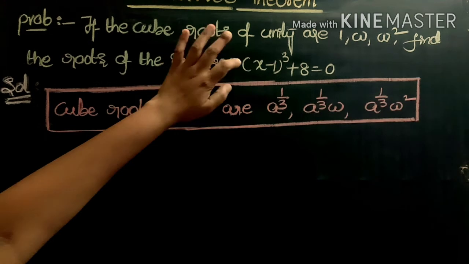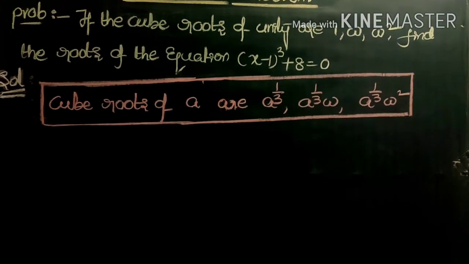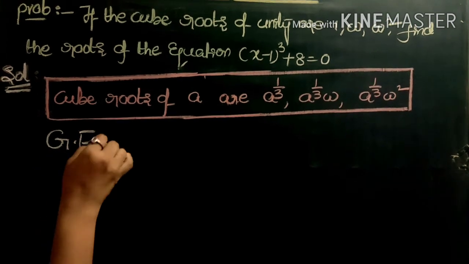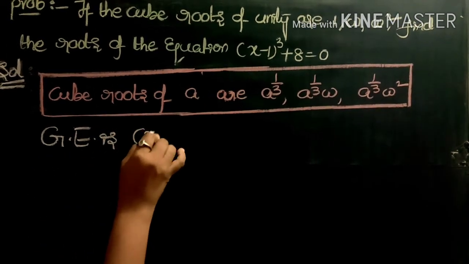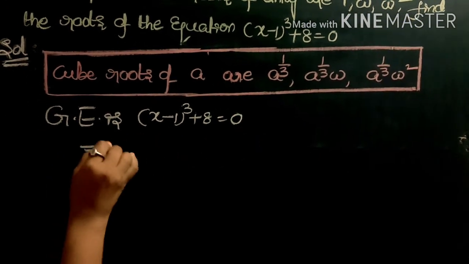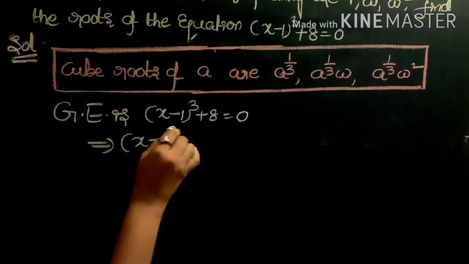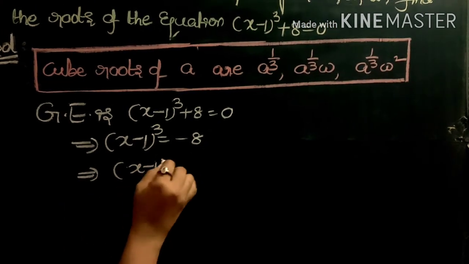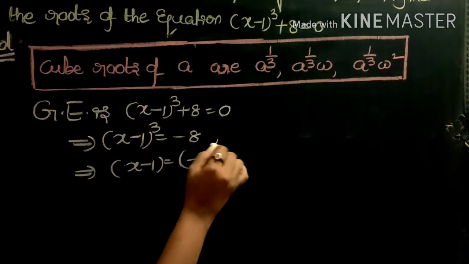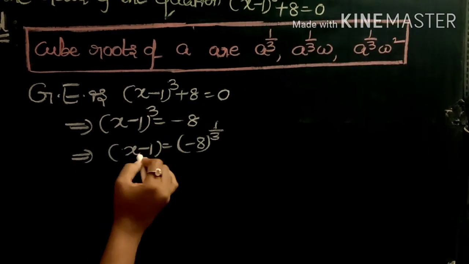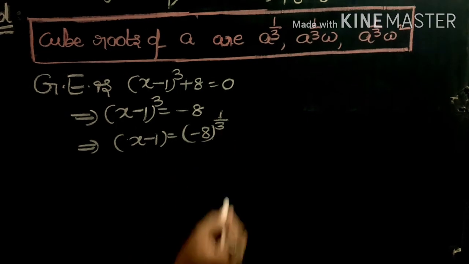Now to find the roots of this equation, we use this formula. So first we are taking the given equation here. Given equation is x minus 1 whole cube plus 8 equals 0, which implies x minus 1 whole cube equals minus 8, that is x minus 1 equals minus 8 power 1 by 3, applying power 1 by 3 to this equation. Then we get x minus 1 equal to minus 8 power 1 by 3.